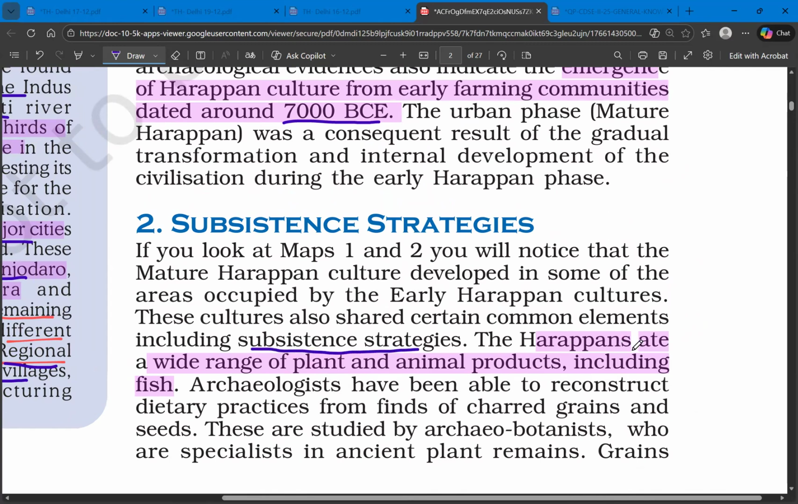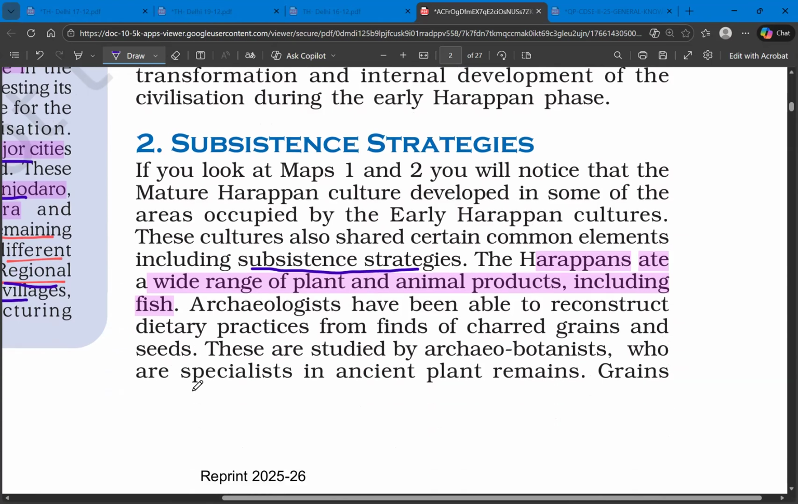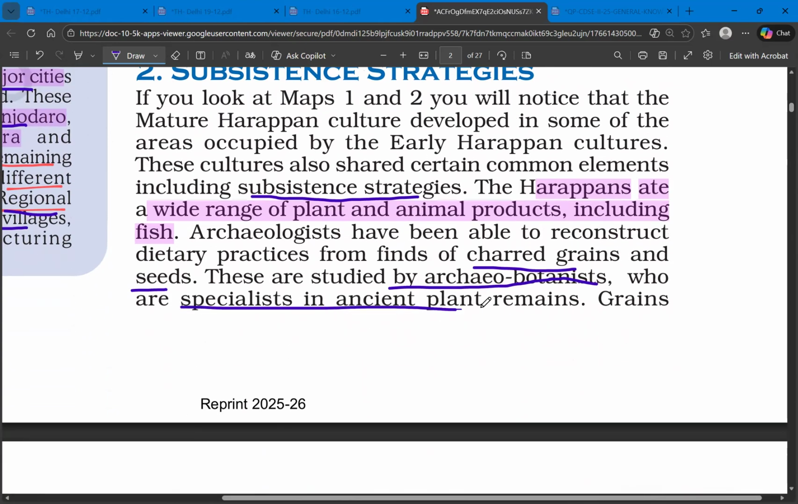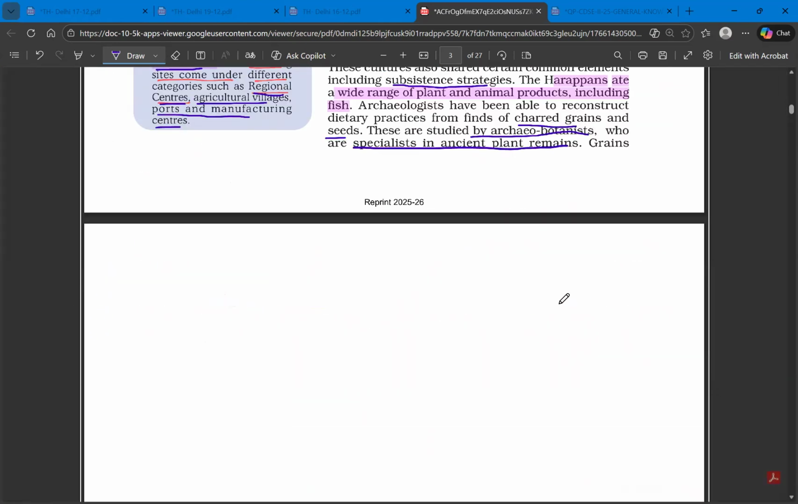The Harappans ate a wide range of plant and animal products, including fish. Archaeologists have been able to reconstruct dietary practices from finds of charred grains and seeds. These are studied by archaeobotanists, who are specialists in ancient plant remains.